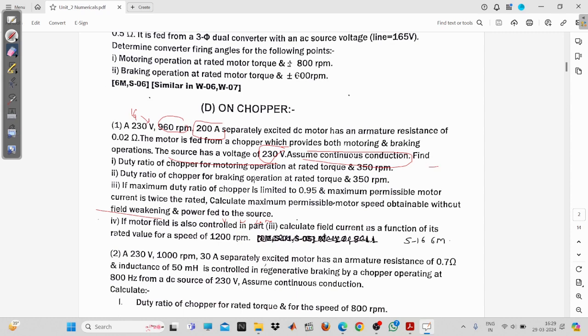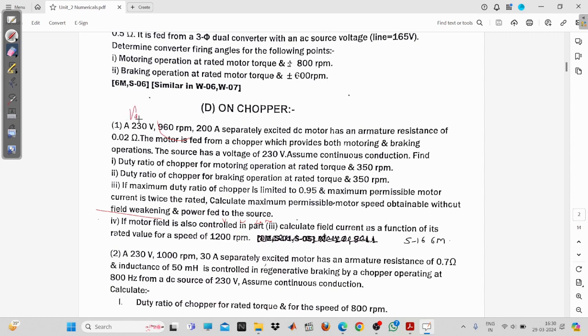Find the duty ratio of a chopper for motoring operation at rated torque and 350 rpm. So 350 rpm is the speed, which means you will have to calculate E2. Before starting with all this, first we need to calculate the back EMF for the rated speed, because we did the same thing in the previous two videos.